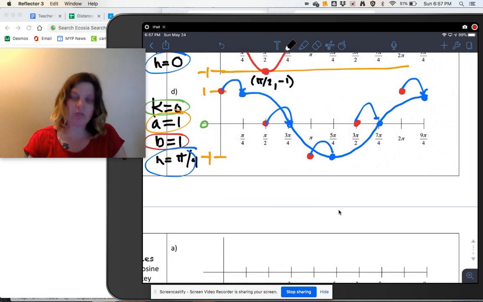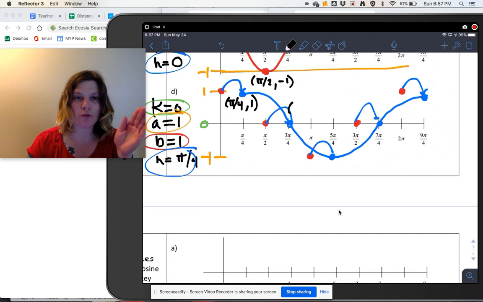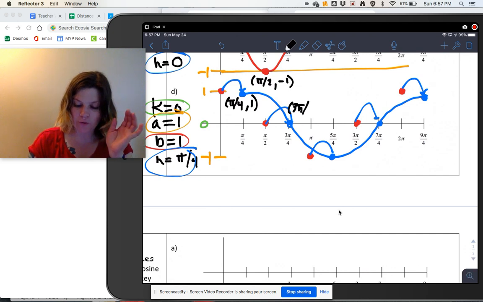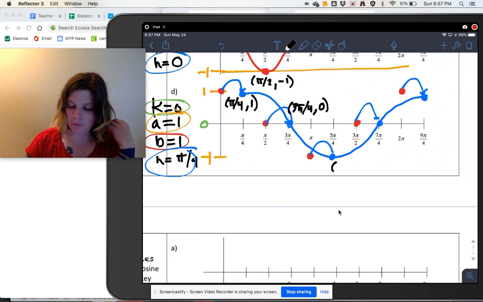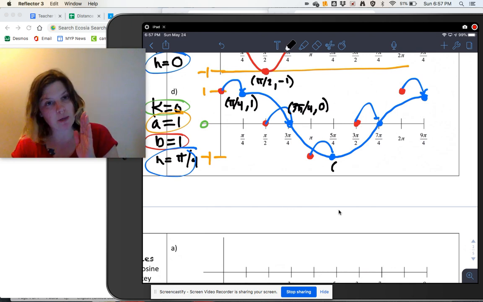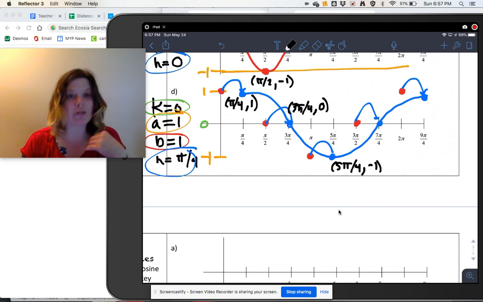So now instead of being at 0 for our first key point, we're now at pi over 4 because 0 plus pi over 4 is pi over 4. And then for our second key point, we would have been at pi over 2, but we added pi over 4 to that. So we're now at 3 pi over 4, and that takes us to the 0, right? The middle line. And then we would have been at pi, but we added pi over 4 to it. So now we're at 5 pi over 4, comma, -1 down there at the minimum.